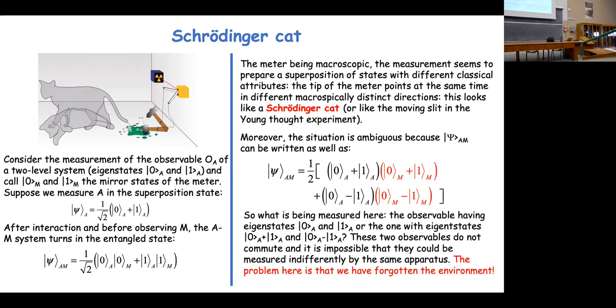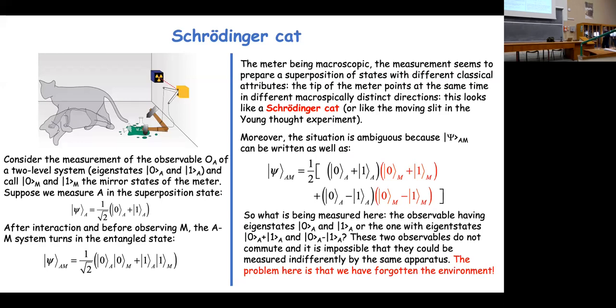So the question is, what are we measuring here? Are we measuring the spin along the z direction, which is given by this expression, or are we measuring the spin along the x direction, which is given by the other expression? And of course, you cannot do both things with the same apparatus because the spin along different directions do not commute. So there is something wrong here. This apparatus cannot do the two measurements. So which is the right measurement and what is wrong?